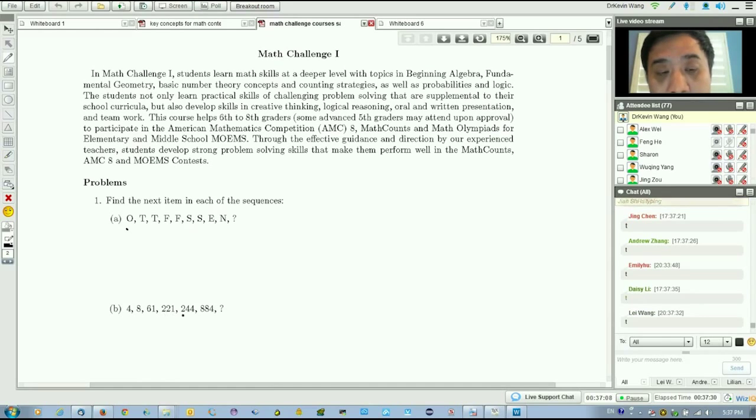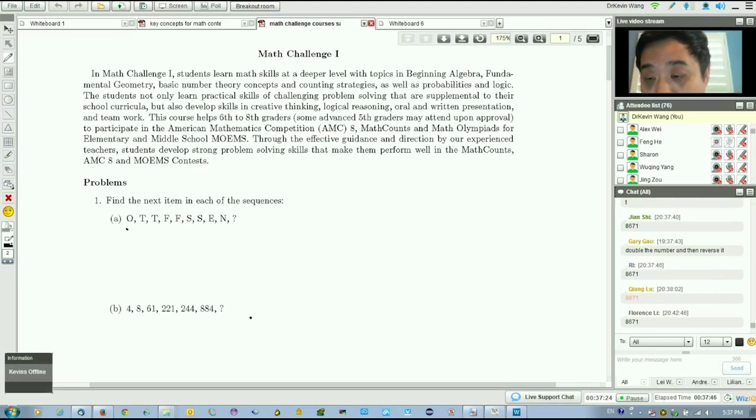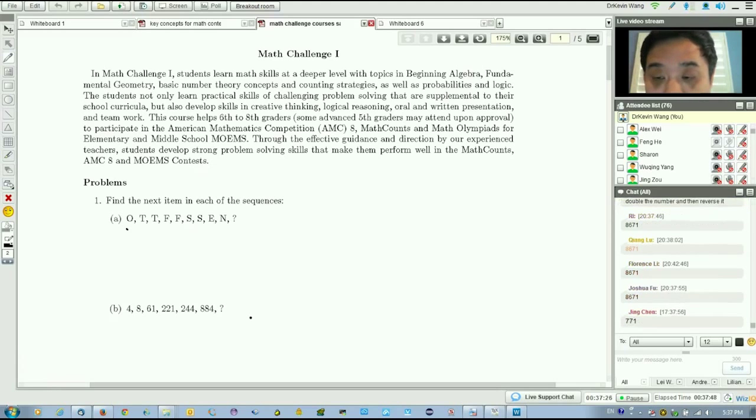What is the next item for part B? 4, 8, 61, 221, 244, 884. Pattern recognition is very important. Okay, Jen Shi is answering. Double the number and reverse it. We have a lot of smart people here. Very nice. You double the previous number and reverse the order, reverse the order of every number. Very good.